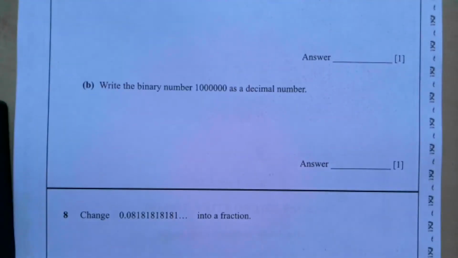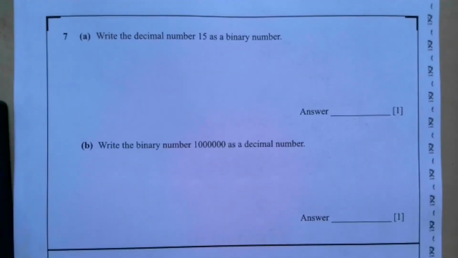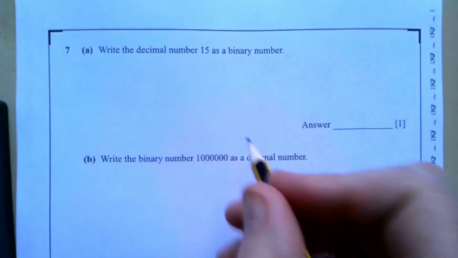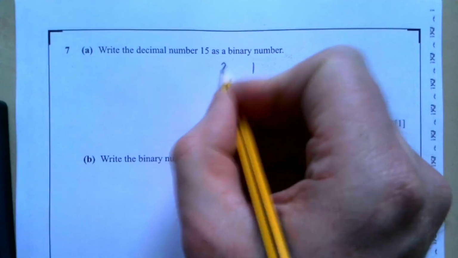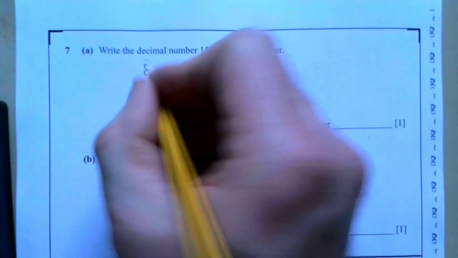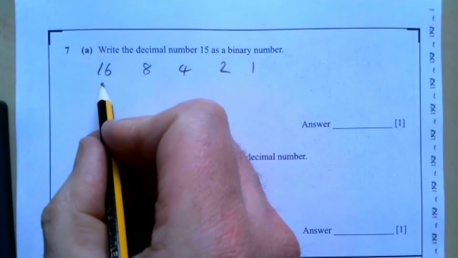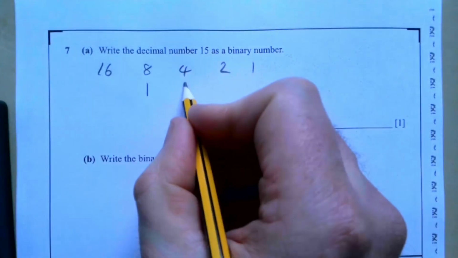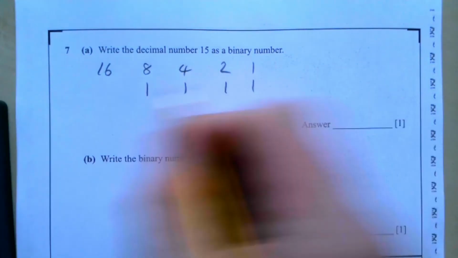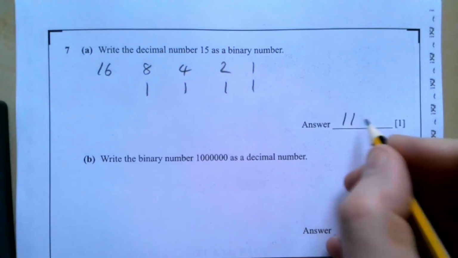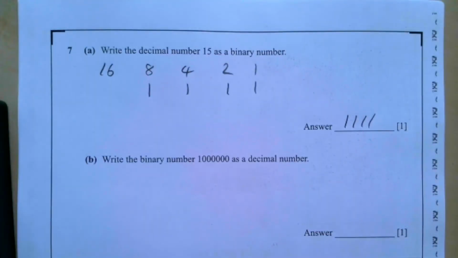Write the decimal number 15 as a binary number. So you can just see that now. So 1, 2, 4, 8, 16. We can't have a 16. We want an 8 and a 4 and a 2 and a 1. Add those together, you get 15. So it's 1, 1, 1, 1.